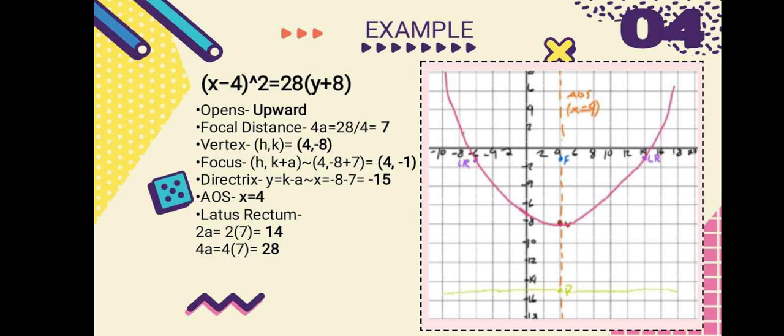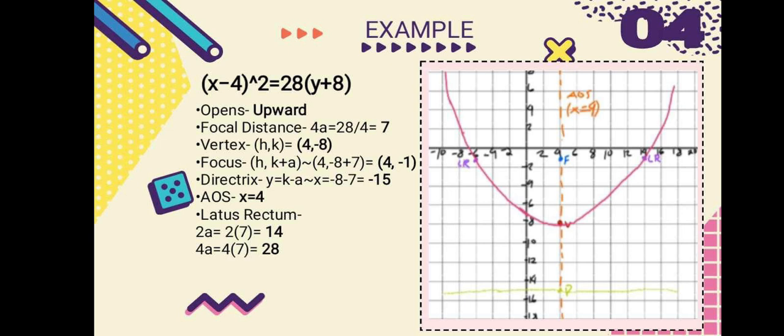Next is to get the vertex. We have to follow this format. What comes first is h. The h is the x, and the k is the y. Our original equation here is x minus 4. Since our h is the x, the value is negative 4. Since we are looking for the vertex, we have to change the sign. So if it is negative 4, it becomes positive 4. Same goes with our k. So, positive 8 becomes negative 8.